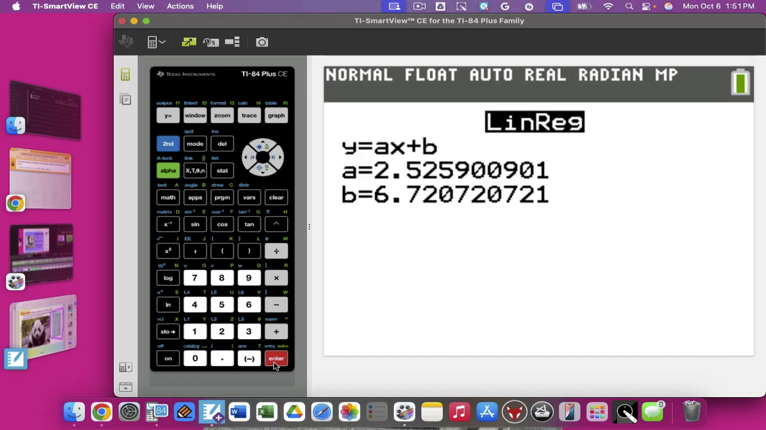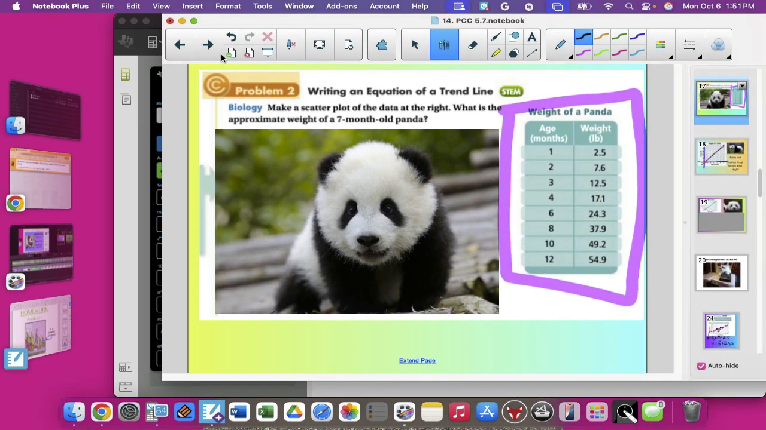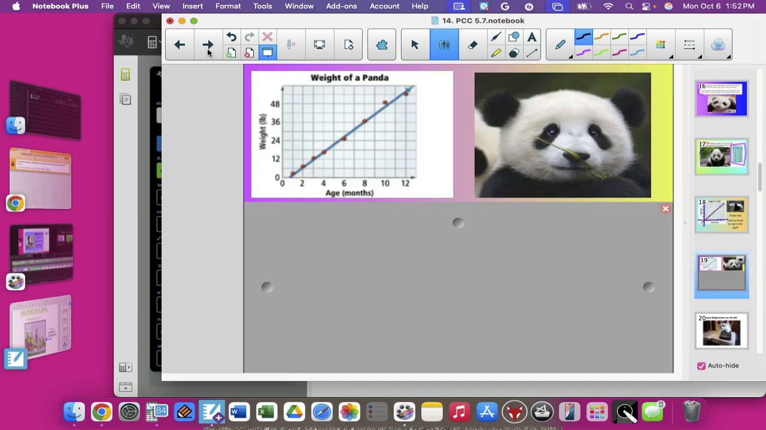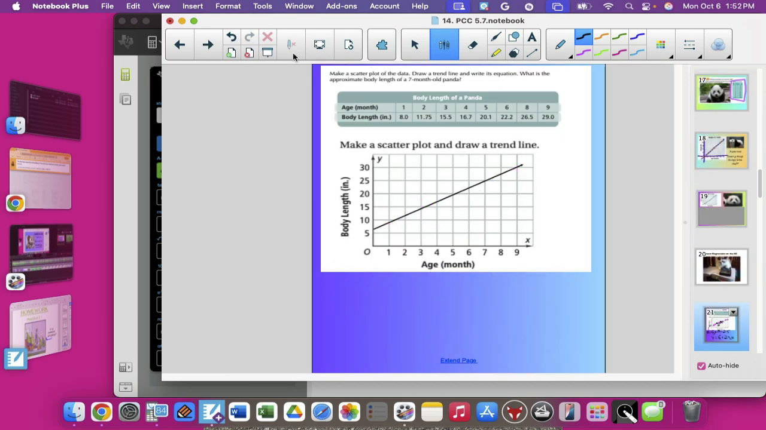So the perfect equation, the best anybody could come up with, is y equals 2.5259 whatever x plus 6.72072. That's better than the equation you came up with. It's better than the equation I came up with. That's the best anybody can do. In fact, let's check it. We'll round it off. Okay, so we're going to round it off to, we didn't do this one. We did, isn't it? It's this one? Yeah, okay. We're going to round it off.